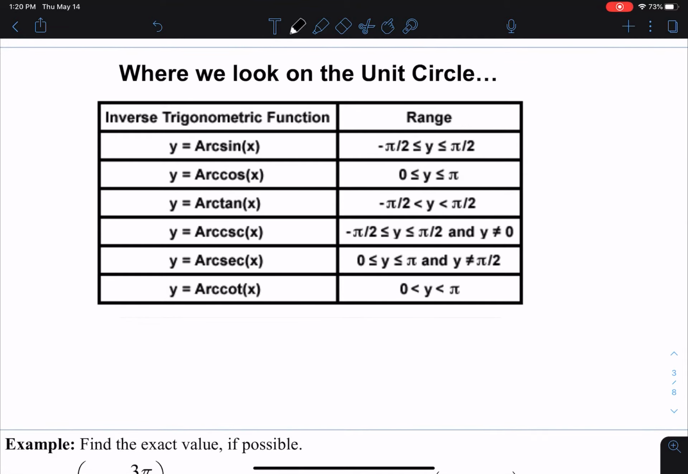This is what we're looking at on the unit circle. So what we were doing right now is this one here. We're doing arc sine, which is the same as inverse sine. If we're looking for inverse sine or arc sine, we only look here: negative pi over 2 to positive pi over 2. That's all we're looking for.